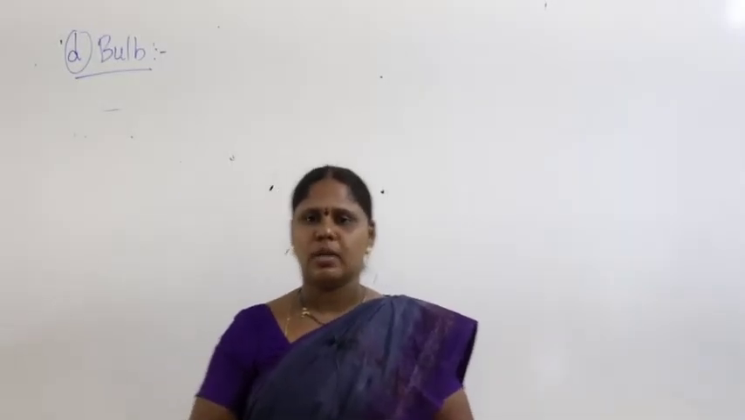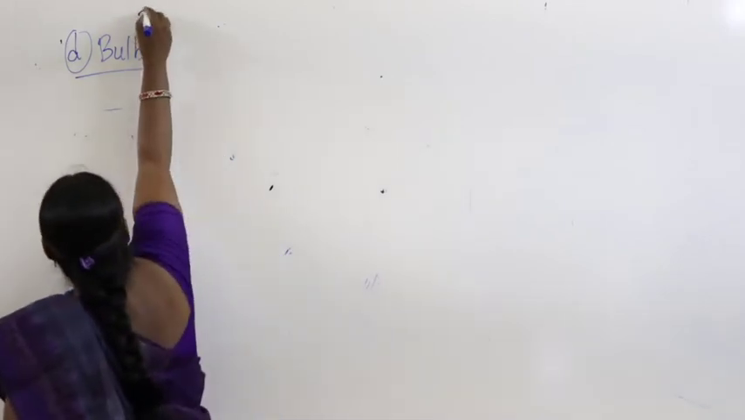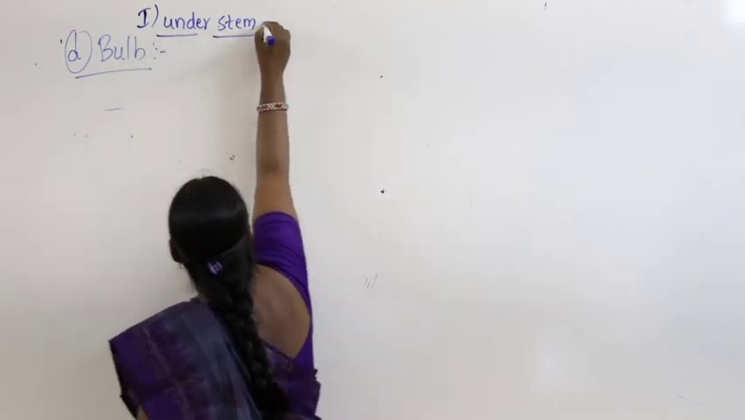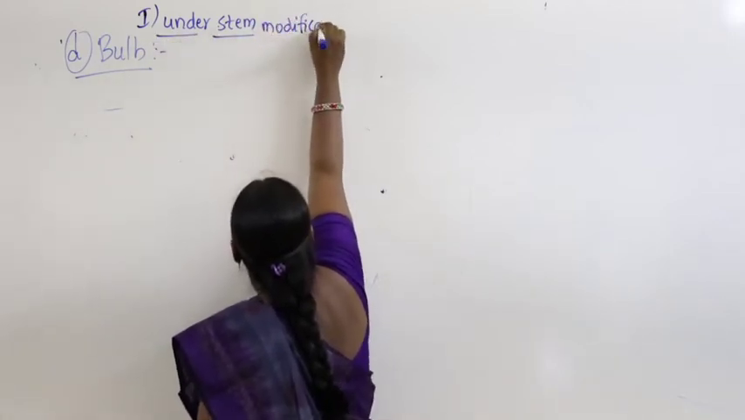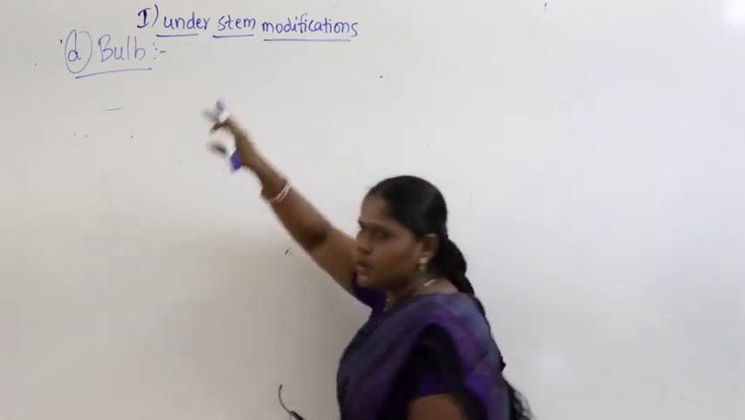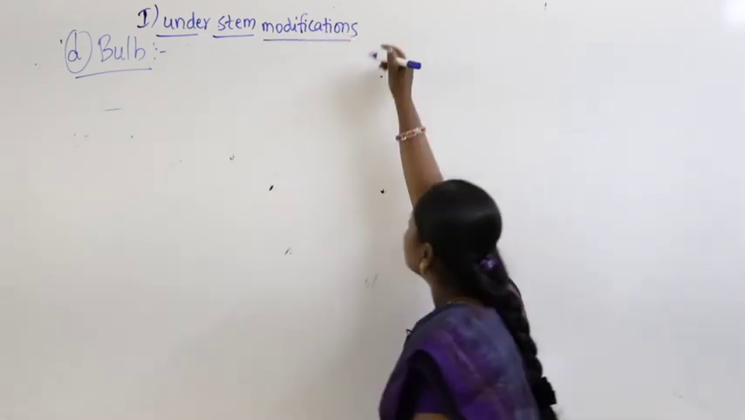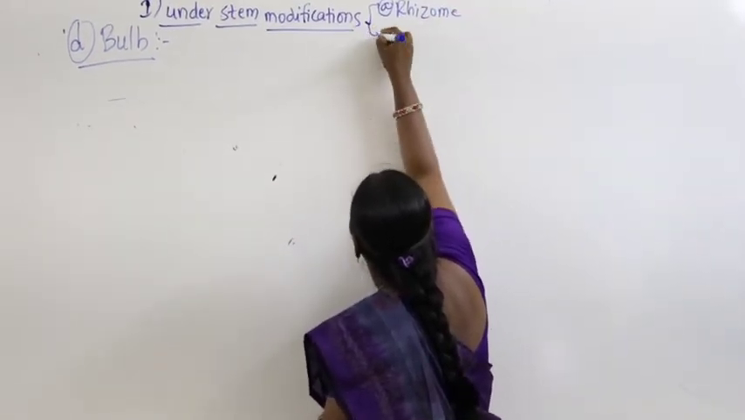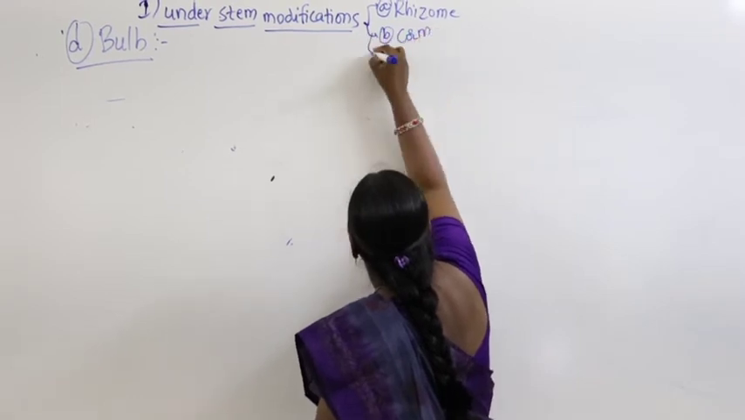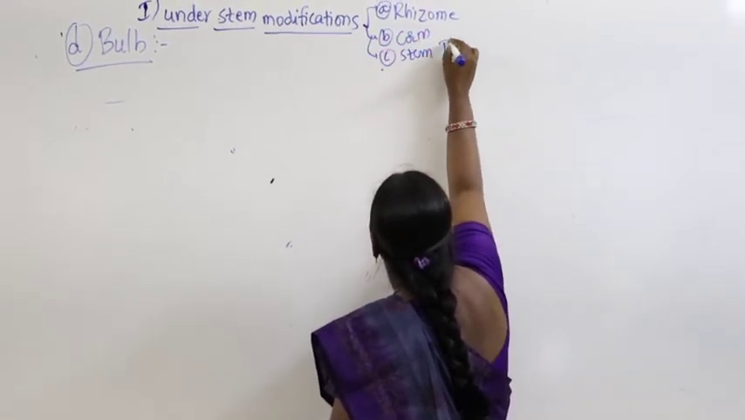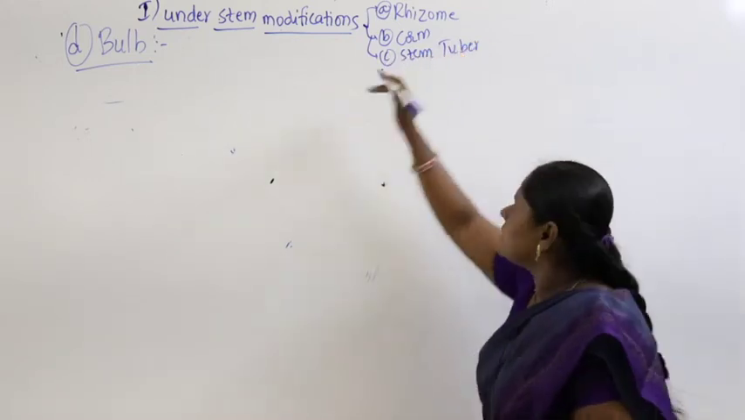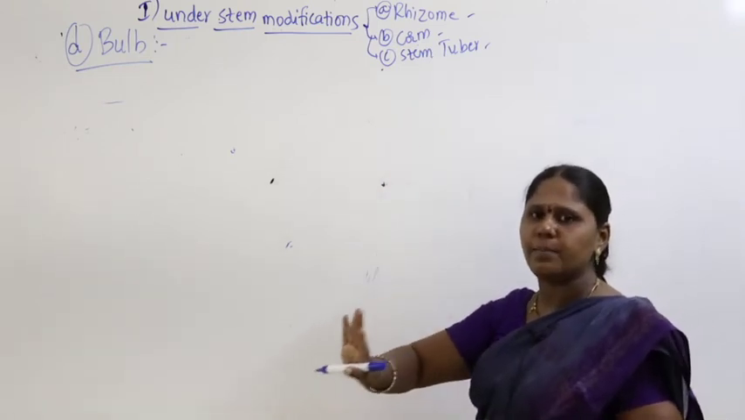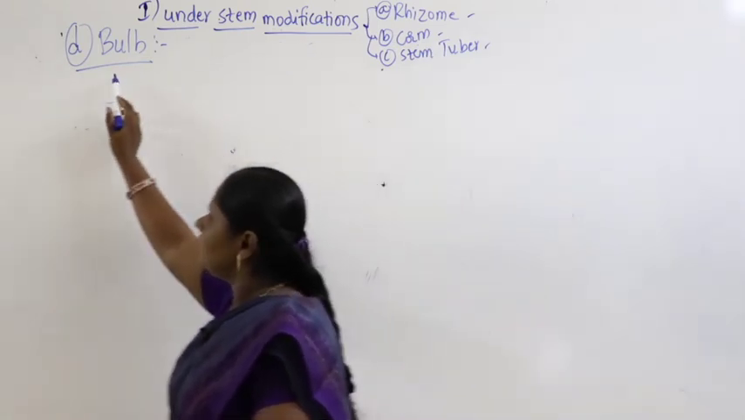Now let us continue the underground stem modifications. So far in underground stem modifications, the first one we discussed is rhizome, the second is corm, and the third is stem tuber. We completed these in the last classes. Rhizome, corm and stem tuber. The fourth one to complete in underground stem modifications is bulb.